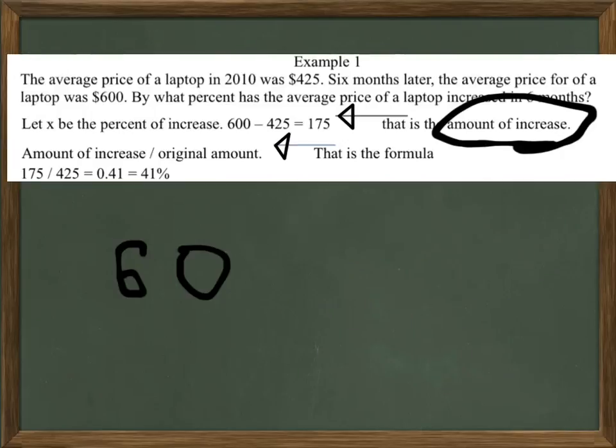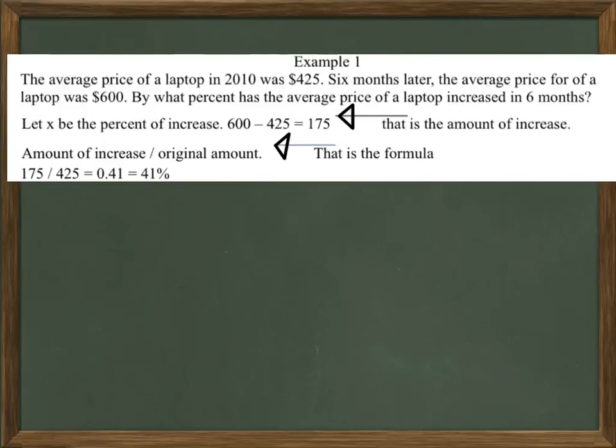Another formula is that the amount of increase should be divided by the original amount. And so we divide 175 by 425, and then we get 0.41, which is our value of increase. We need to convert it to percent. So we move the decimal point 2 places to get the percent, and we get 41%.